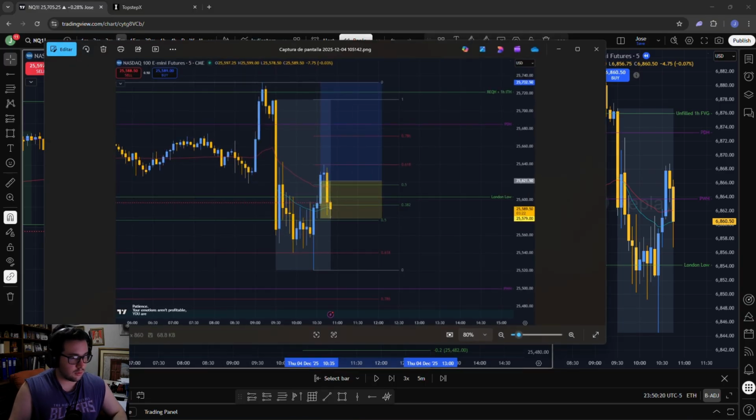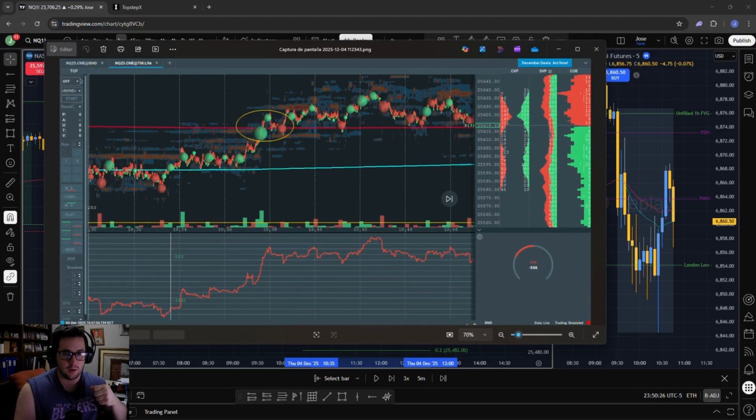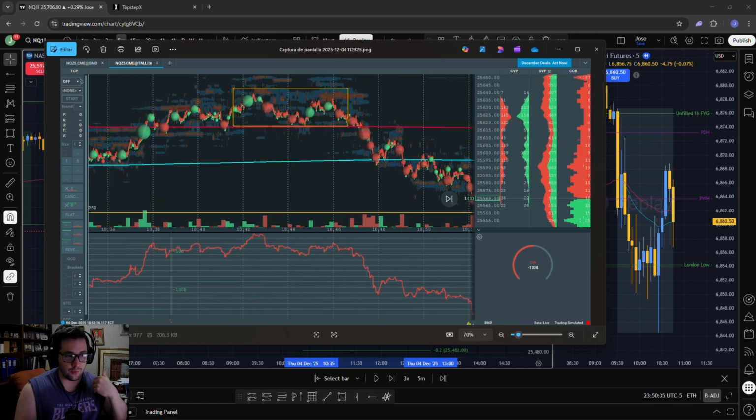So I'll show you the Bookmap, right? So this is the entry, right? This is the entry that I took on the second trade. And I showed you this. This is where we broke above. We're sustaining above New York VWAP. We were breaking above overnight VWAP.